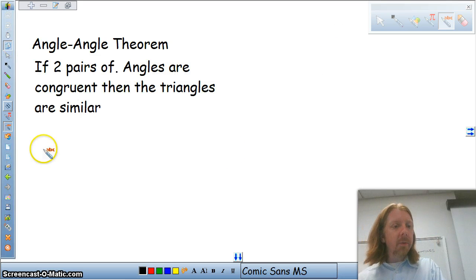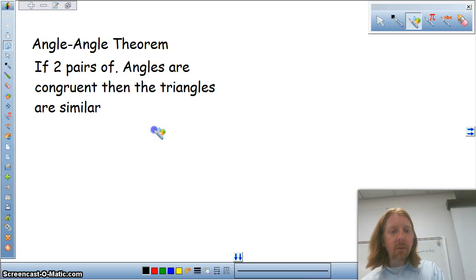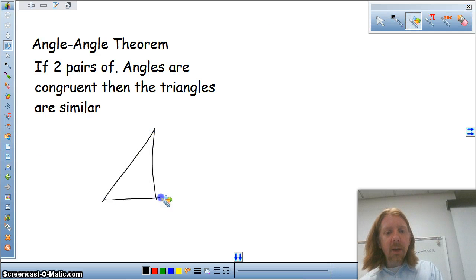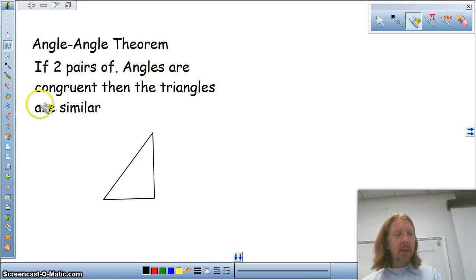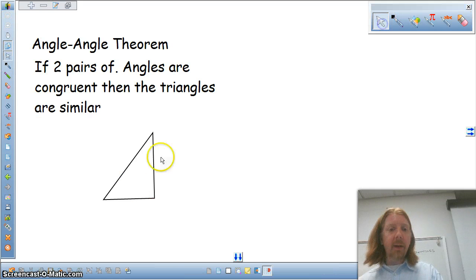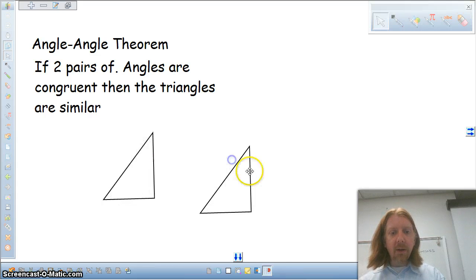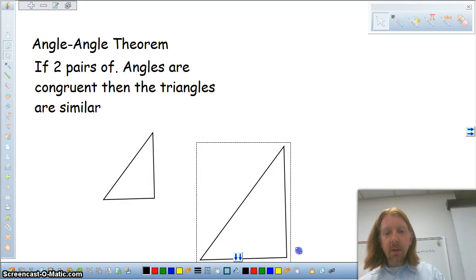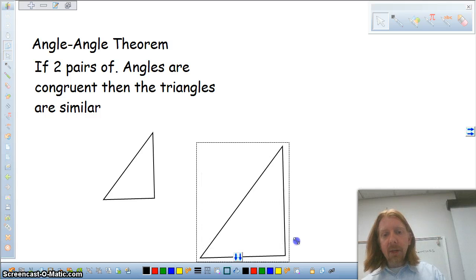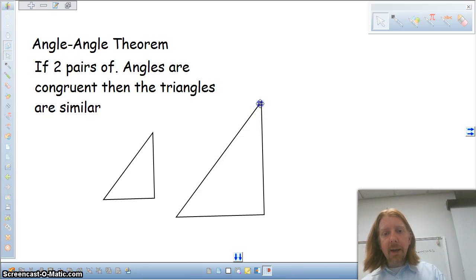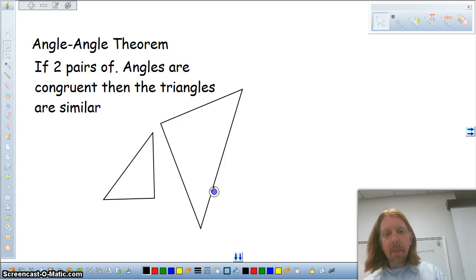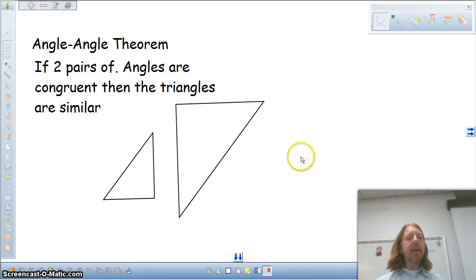So in other words, if I take my two triangles, so here's a triangle, and oh, it's a right triangle. That worked out nicely for us. Now I'll take another triangle, put it over here. Let's make it a dilation, and let's rotate it. There we go. Are they similar?